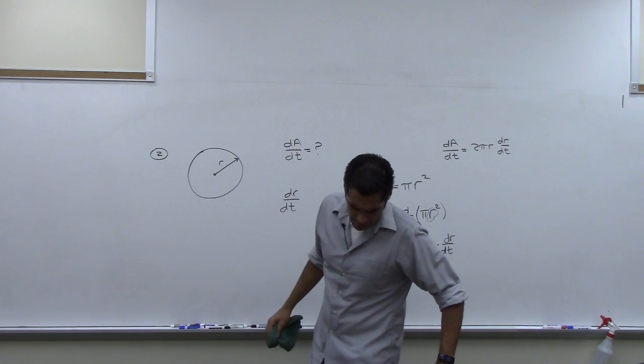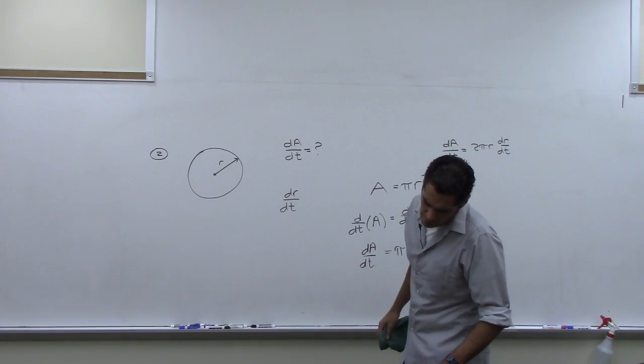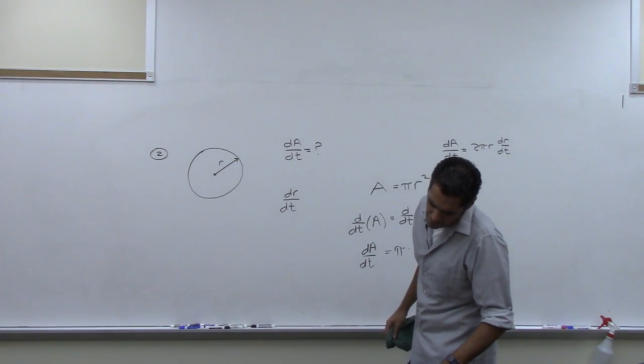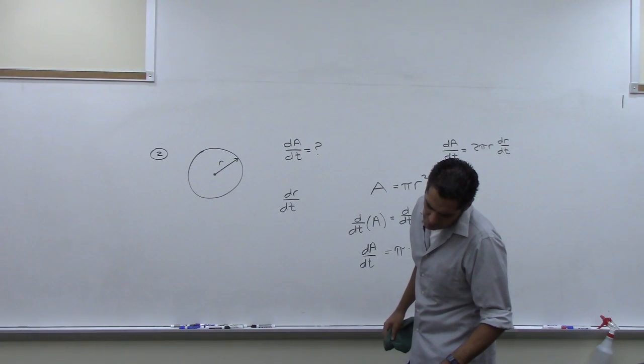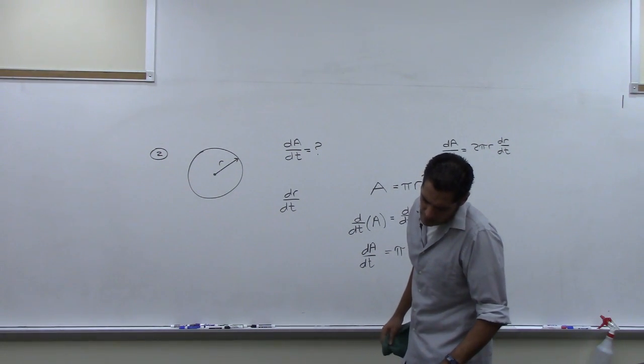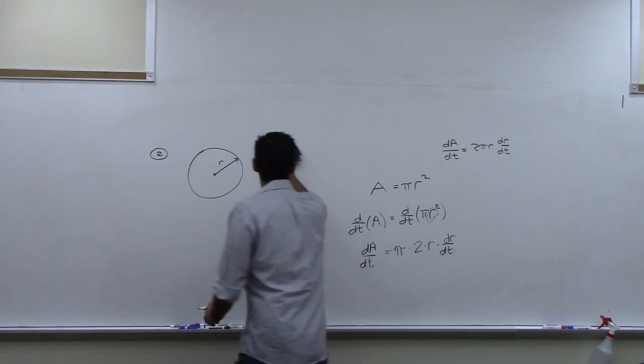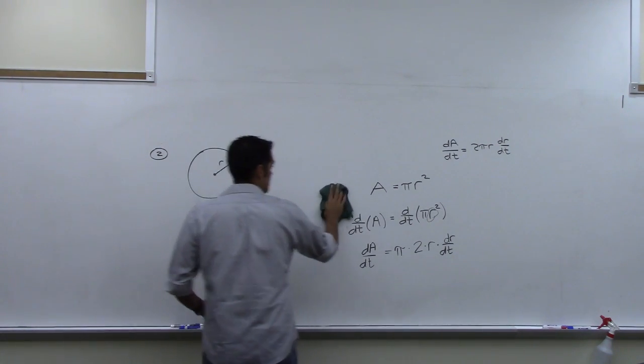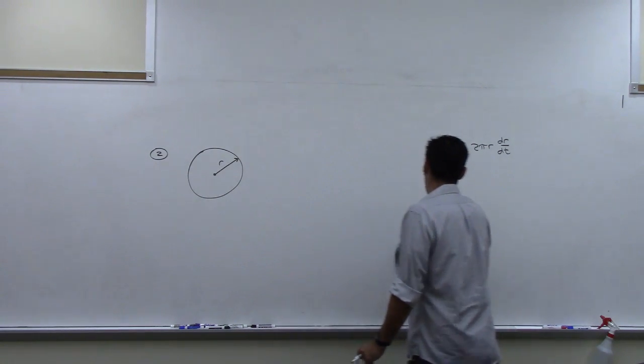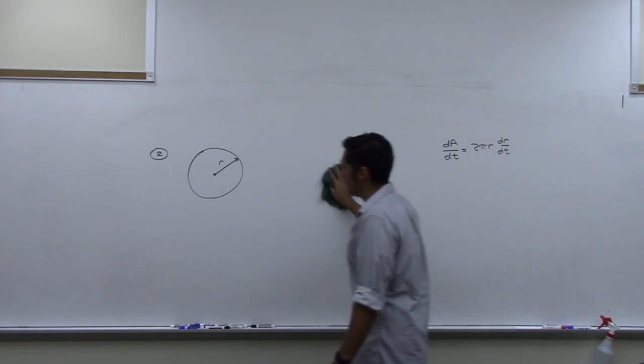Part B says, suppose oil spills from a ruptured tanker and spreads in a circular pattern. If the radius of the oil spill increases at a constant rate of 1 meter per second, how fast is the area of the spill increasing? So this is related to the thing we just did, but I'm going to start this kind of from the beginning, all right?